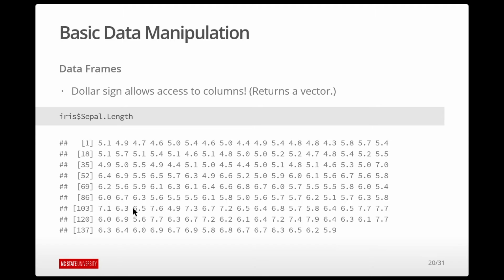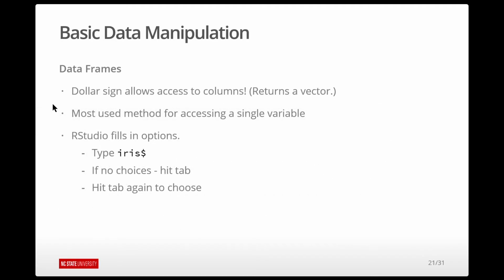And notice that this returns a vector as well. And so this is really convenient because RStudio will actually do completion for you on this. So if you go into your console, you type iris$, and then hit tab, it will give you all of the choices for the different column names.